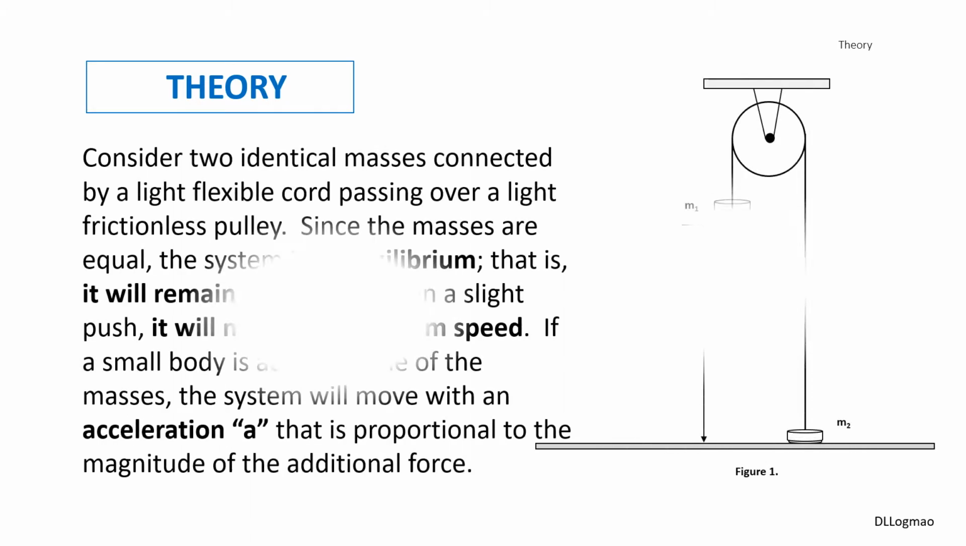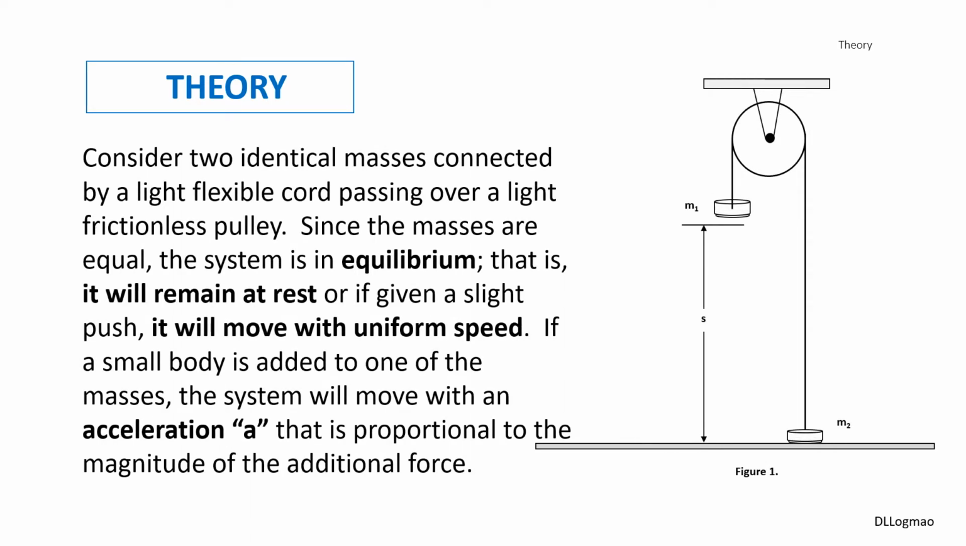Consider two identical masses connected by a light flexible cord passing over a light frictionless pulley. Since the masses are equal, the system is in equilibrium. That is, it will remain at rest, or if given a slight push, it will move with uniform speed. If a small body is added to one of the masses, the system will move with an acceleration a that is proportional to the magnitude of the additional force.